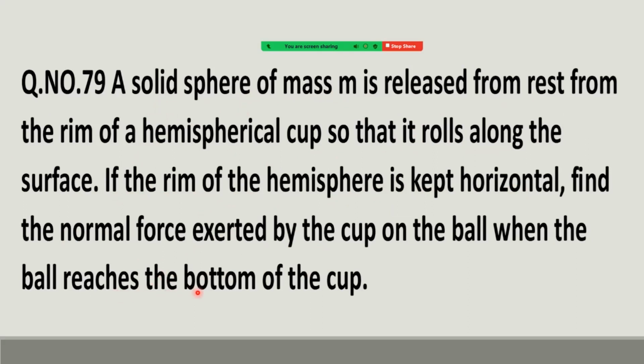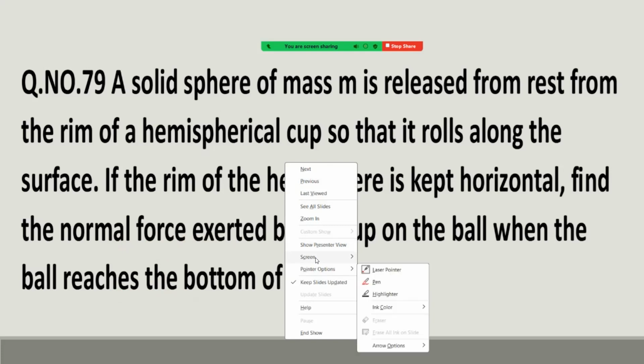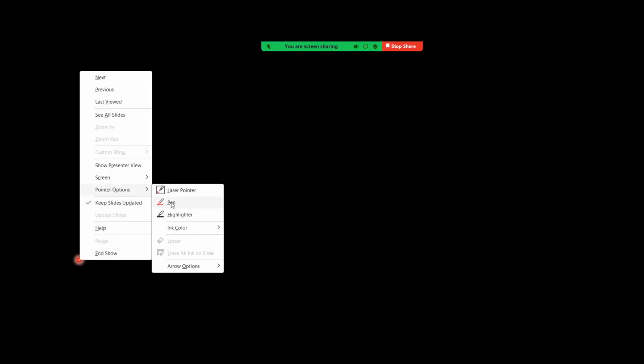Okay, so when it reaches the bottom, the force by the cup, the normal force. Let us see how to start. So first make the diagram for the given data. It is a hemispherical cup. Now we are releasing one solid sphere. Let us take it at this level. Suppose this radius is a capital R and this is now small r.